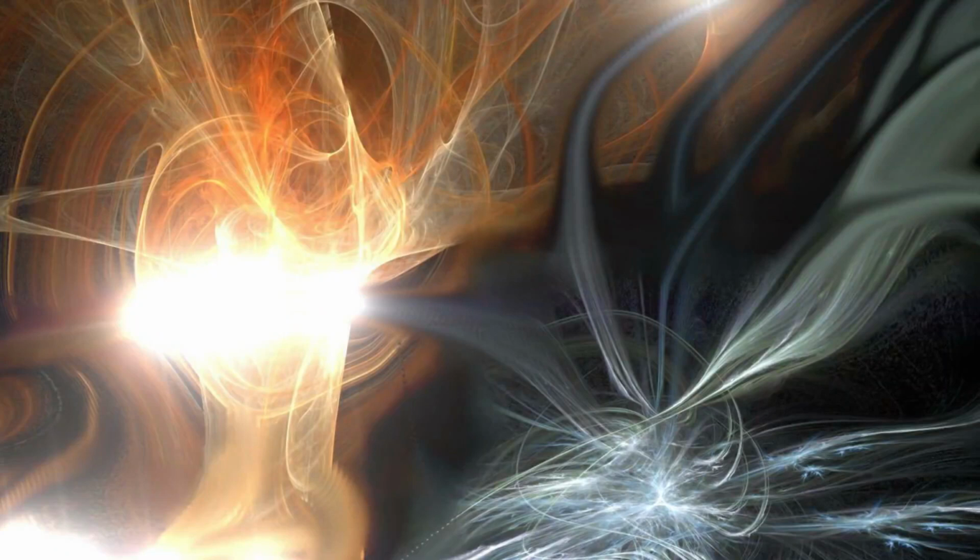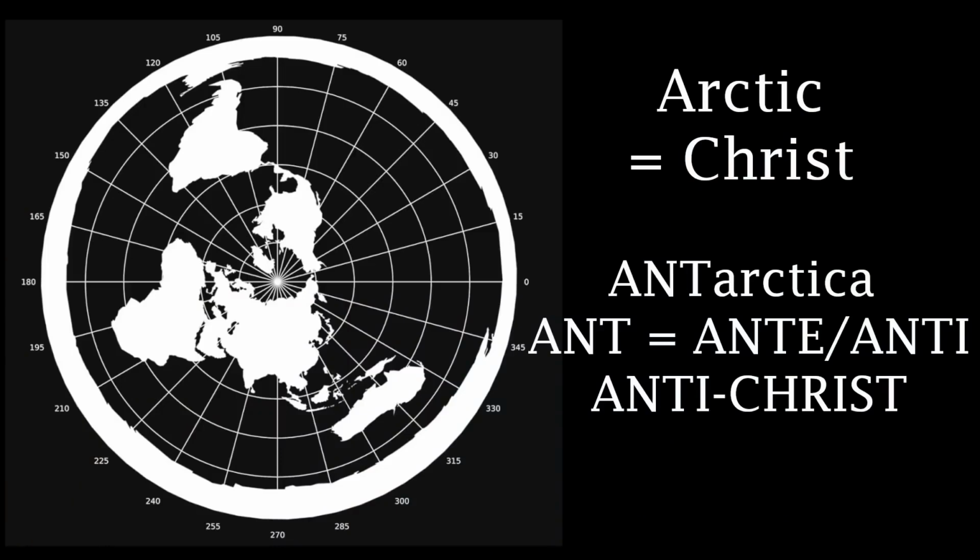It also symbolizes the continual dance between good and evil, the good being the Arctic North Pole and the evil being Antarctica. The ant prefix of Antarctica is precisely the same prefix used to signify opposition and being against. The Arctic is Christ, and Antarctica is the Antichrist.